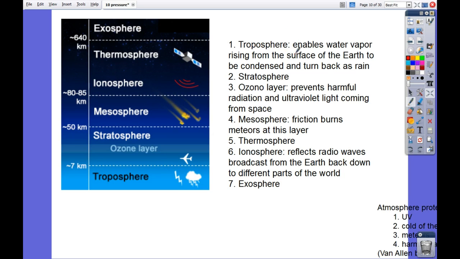So the troposphere enables water vapor rising from the surface of the earth to be condensed and turned back as rain. Second one is the stratosphere. The third one is the ozone layer, which prevents harmful radiation and ultraviolet light coming from space. And there is the mesosphere, which protects us from meteors by using friction to burn meteors at this layer. There is the thermosphere, and the ionosphere, which reflects radio waves broadcast from Earth back down to different parts of the world. And the last one is the exosphere.